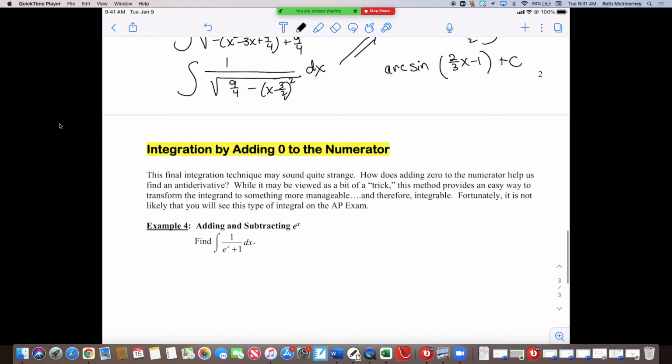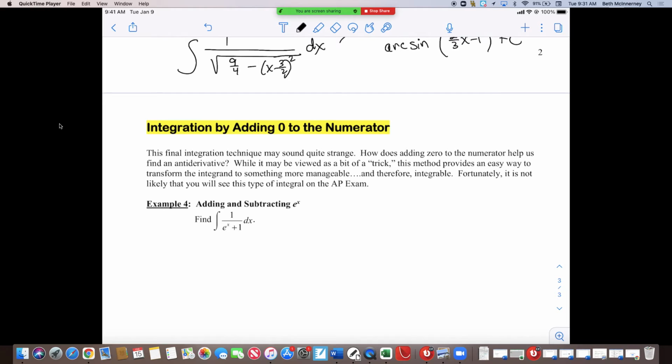Integration by adding 0 to the numerator. And again, I don't know how you would, as a calculus student, come up with this, but now that I'm going to show you, it goes in your math tool belts. Honestly, I don't know how you would think of this, but once I show you, you'll go, oh, okay.